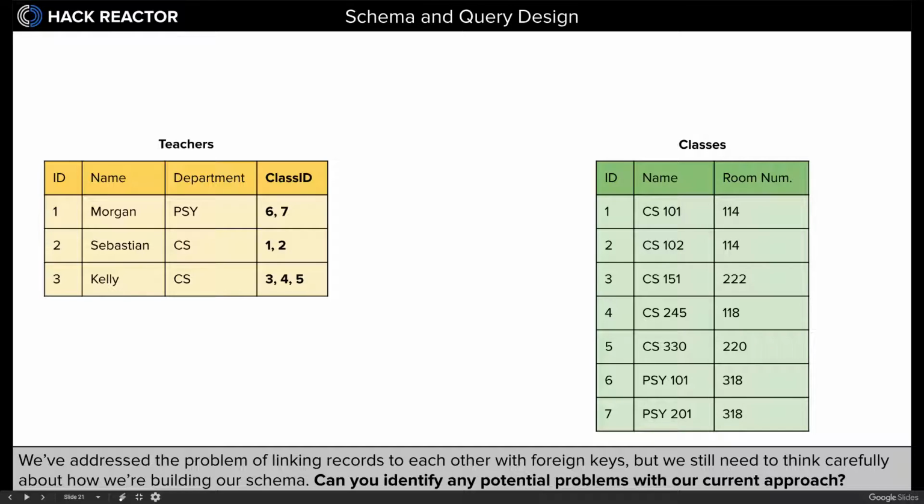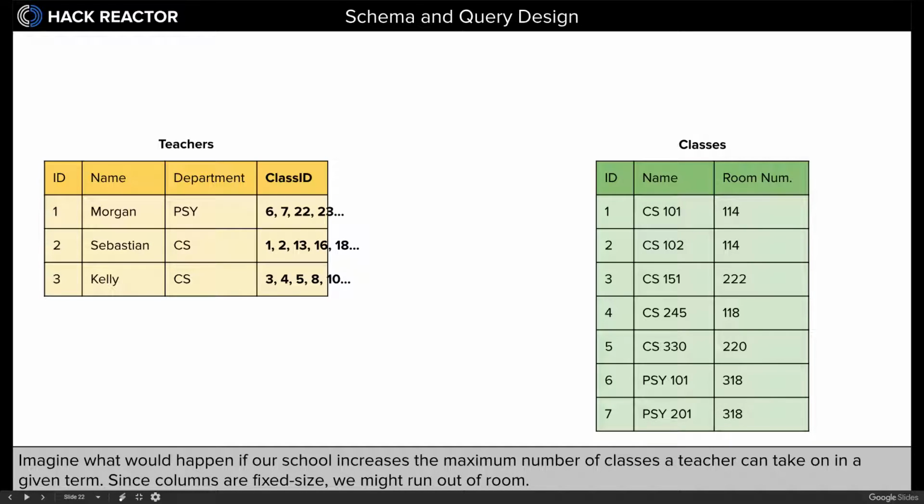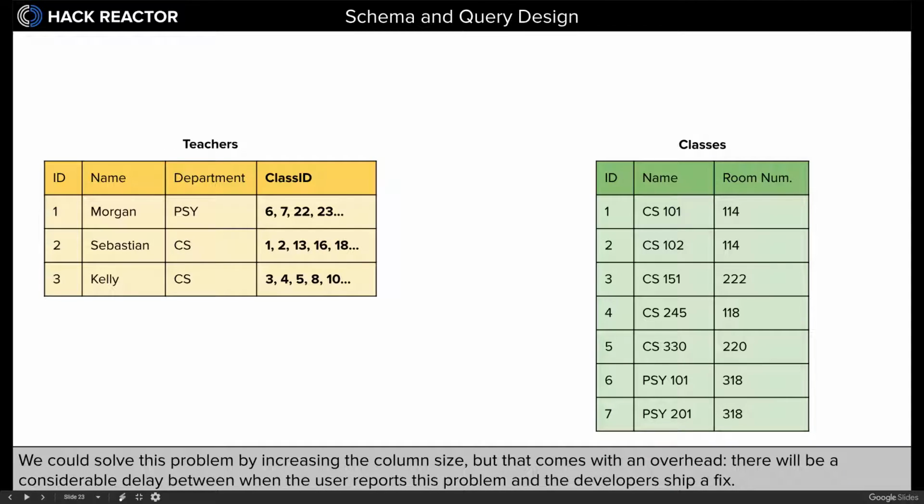So we've addressed the problem of linking records to each other with foreign keys, but we still need to think carefully about how we're building our schema. So once again, we're kind of running into the problem that I mentioned before, where this could be a very cumbersome way to look up a bunch of different teachers with a bunch of different classes. If you had 30 teachers all teaching different things, it becomes very hard to look this up.